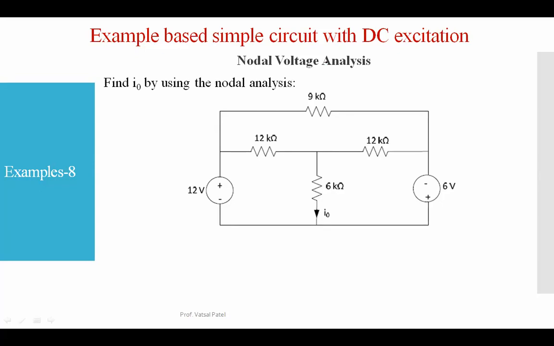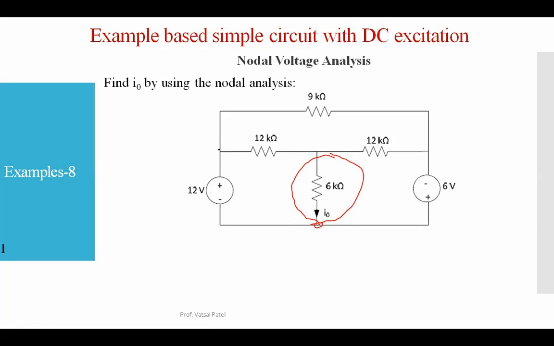Yes, there are three nodes available, and the fourth one you can take as a reference node. The question here is that we have to identify the current I0 by using the nodal analysis method. We have to identify the current flowing through this 6 ohm resistance, I0. So now the first step is what?